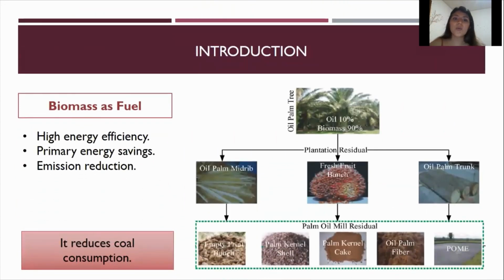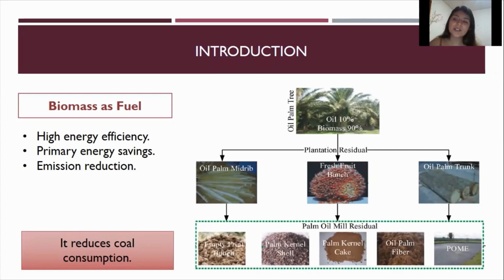As I mentioned, we use African palm residues as an energy source. In this case, we can see that the palm tree has 10% oil and 90% biomass. And also we have 5 different kinds of residues: empty fruit bunch, kernel shell, kernel cake, oil palm fiber, and palm.